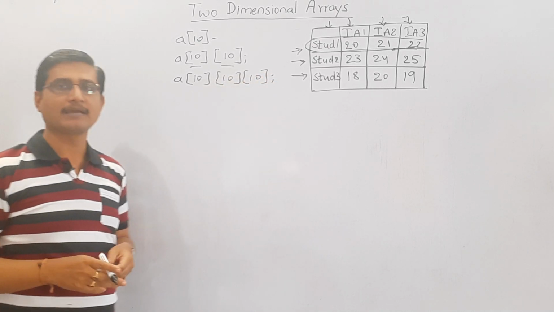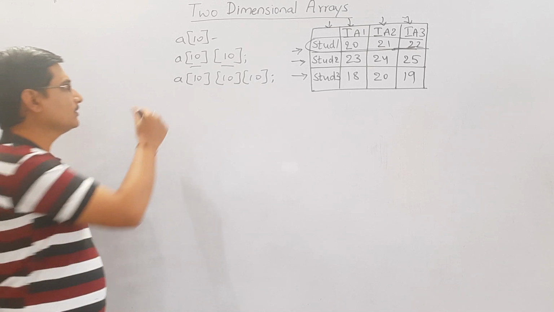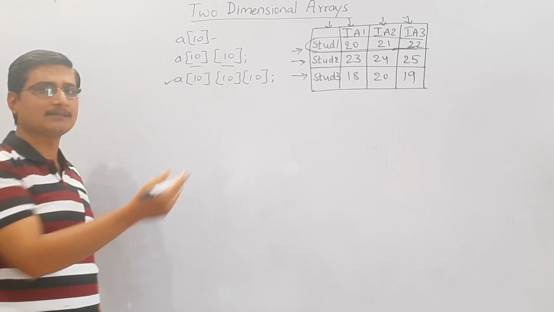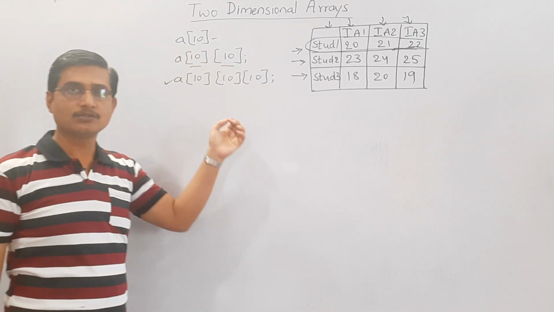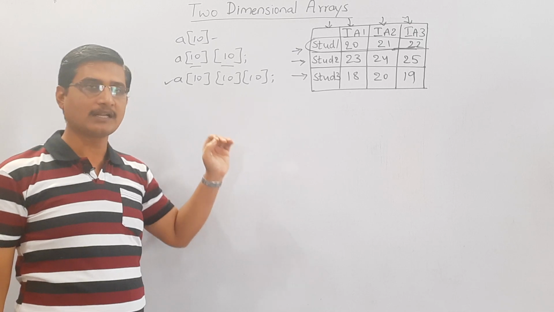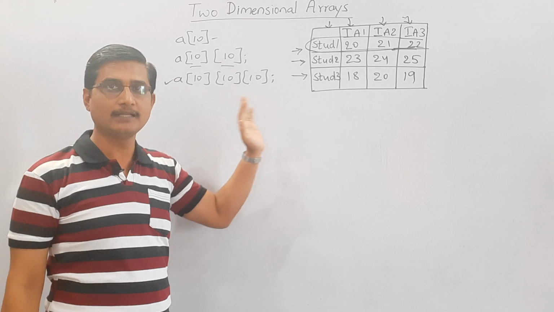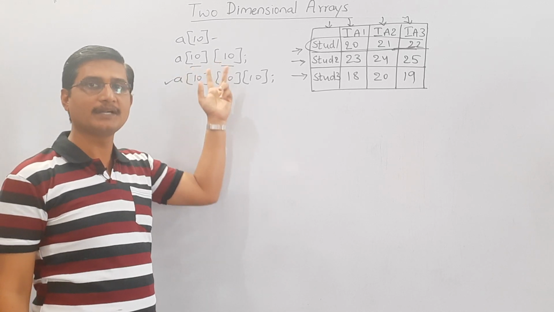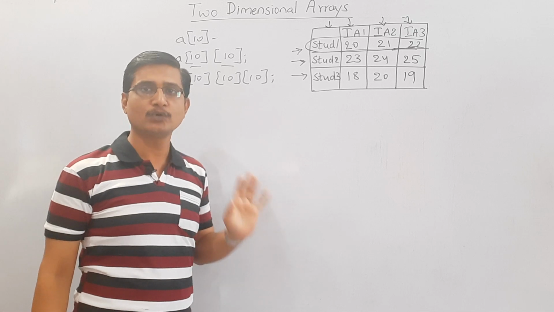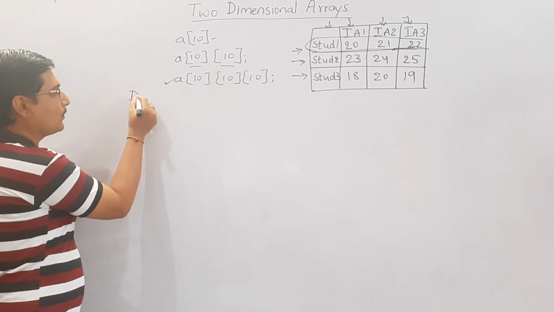Almost all programming languages support multi-dimensional arrays, but there will be very few situations where we go for more than 2 dimensions. So multi-dimensional array means there will be multiple subscripts. If there are 2 subscripts or 2 indices, then we call it a two-dimensional array. First we will see how we can declare it.